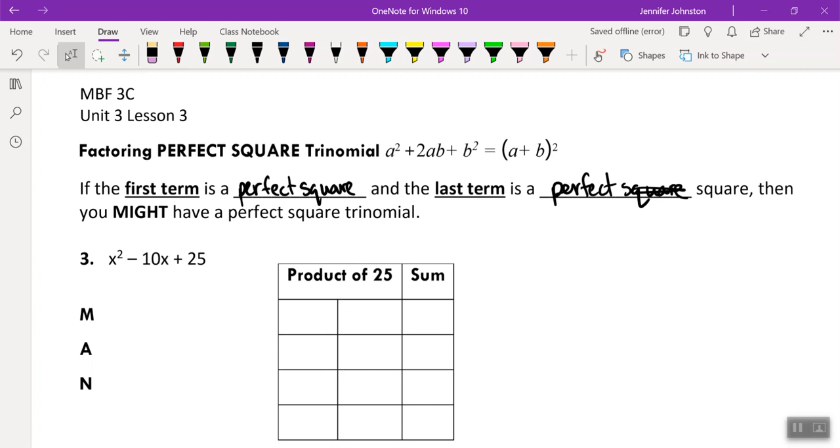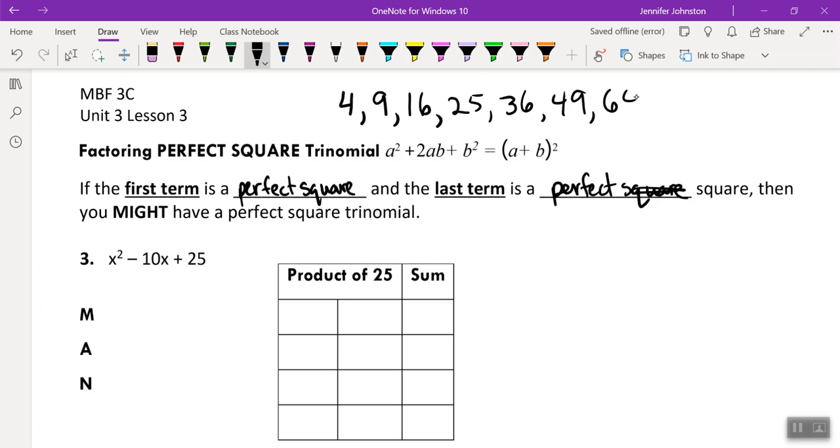It could potentially be a perfect square. Let's think of all the numbers that are perfect squares. So we've got 4, 3 times 3 is 9, 4 times 4 is 16, 25. These are the numbers we're looking for. 36, 49, 64, 81, and you can keep on going. Those are the numbers we're looking for.